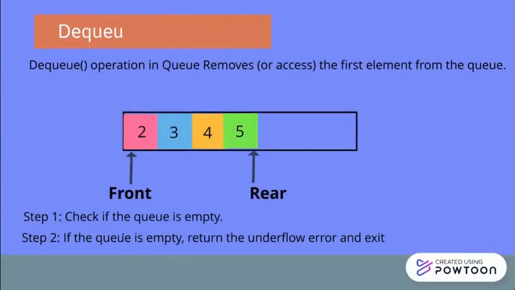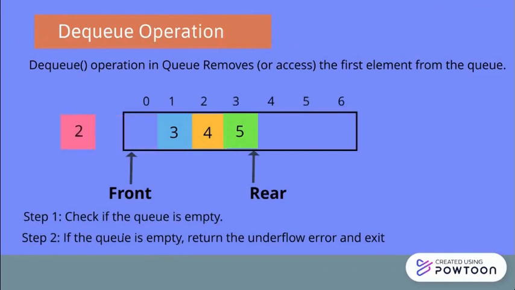Now we will see what is dequeue. Dequeue is an operation that is used to remove the first element from the queue. In order to perform dequeue, we must follow some steps. The first step is to check if the queue is empty. Obviously, if a queue is empty, we cannot remove an element from a queue. Likewise, in this case, all the elements are present in the queue and there is no empty space.